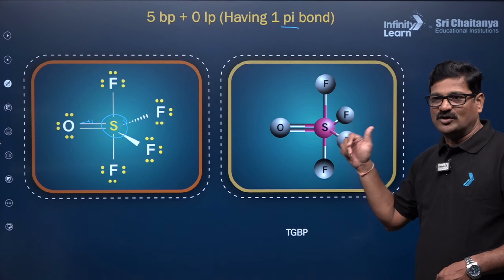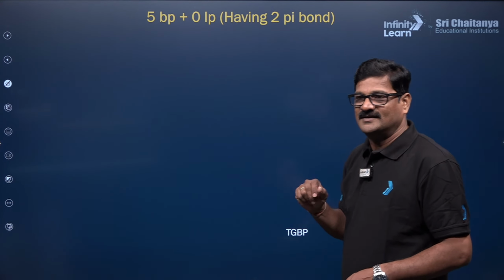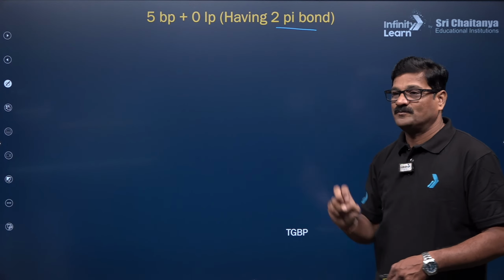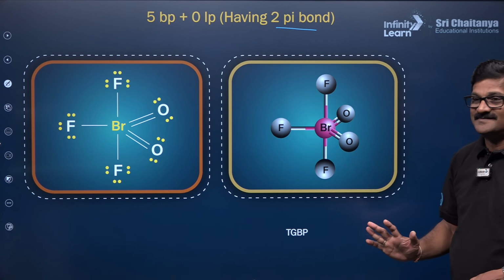Okay, are you there in the class? Come on, 5 bond pairs and 0 lone pairs. In that, I just want to introduce 2 pi bonds. When you introduce 2 pi bonds, now we get BrO2F3.